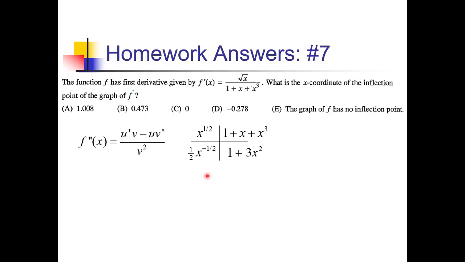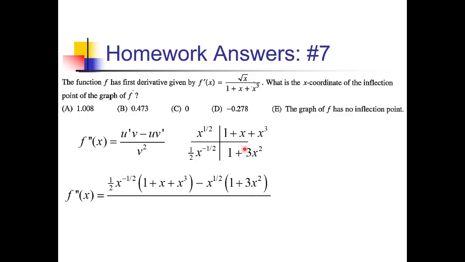Putting that all together into one function, I've got 1/2 x to the negative 1/2 times all this stuff up here, 1 plus x cubed. And then we're going to be subtracting x to the 1/2 times 1 plus 3x squared. All of that being divided by this v squared here, 1 plus x cubed quantity squared. So this is the monstrosity that I need to figure out where it changes sign. So let me go to Desmos and see if I can find that out.